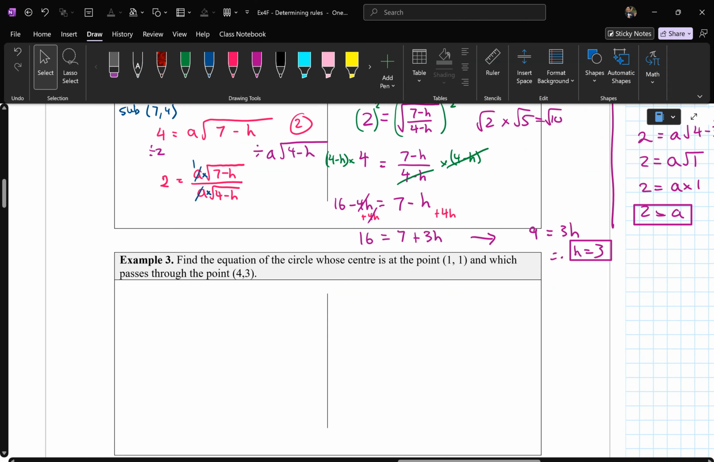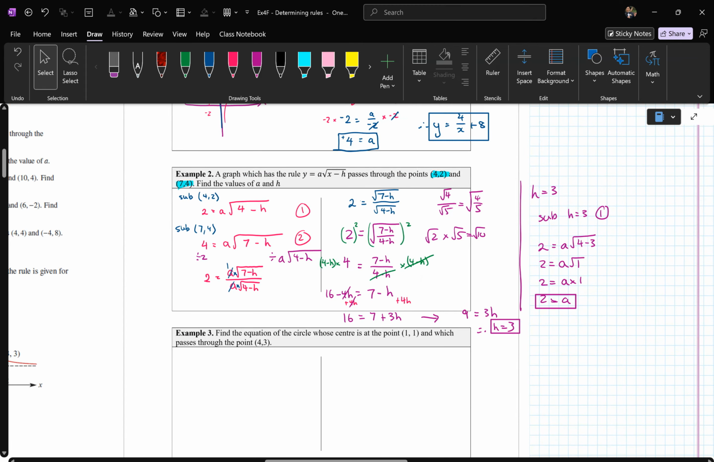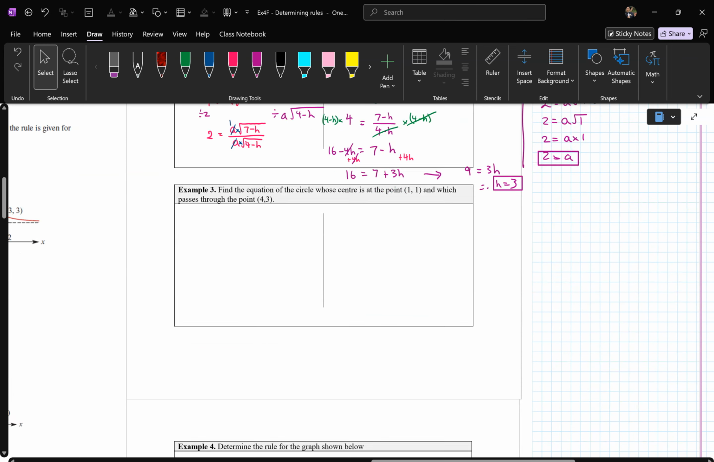Maybe I'll leave the next one for you to try. That's a circle, and I'll write up the solutions for that one. Let's turn over to the next page, and we'll finish off there.